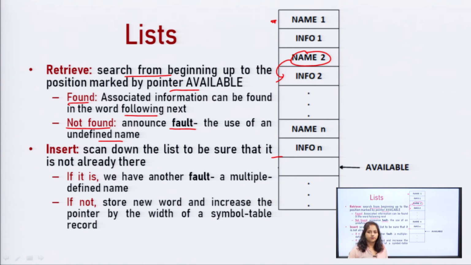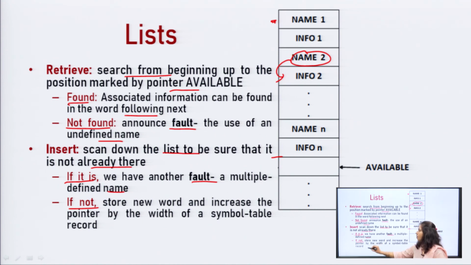Now, second is the insert operation, when we want to insert some element into the symbol table. For insertion we scan down the list to be sure that it is not already there. So, first of all we will search through the symbol table to check that it is not already there. There are again two cases: first, if it is there in the list, we have another fault, a multiply defined name, meaning that name has been defined multiple times.